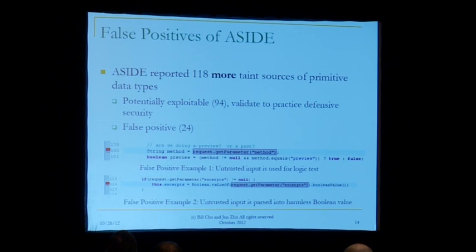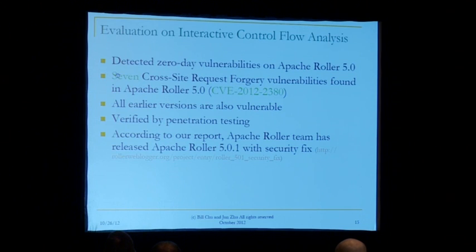There are some false positives as well. An example of a false positive is, somebody is reading in a binary value, and it can only be interpreted as true and false. So that's very application specific, and Aside wouldn't be able to tell that. So there are some of those kinds of things. And out of the 118, we classify 24 as being of that type. So those are the false positives.